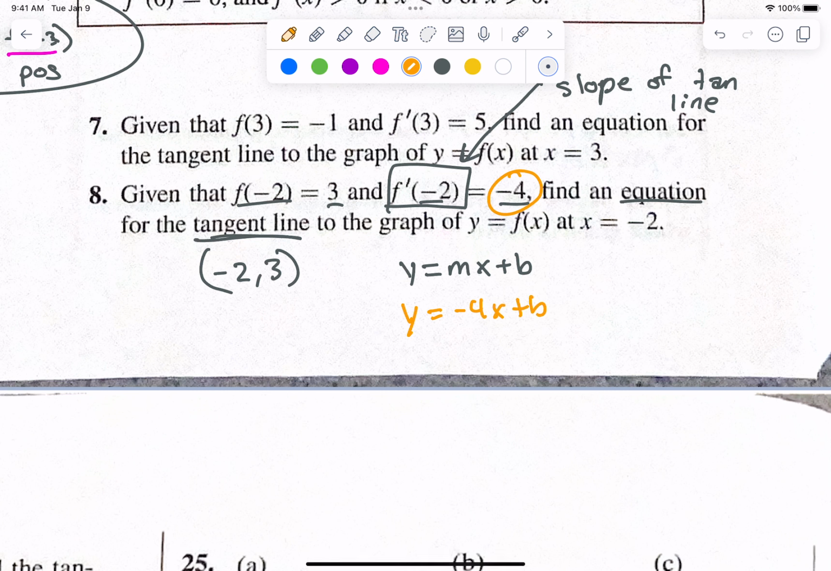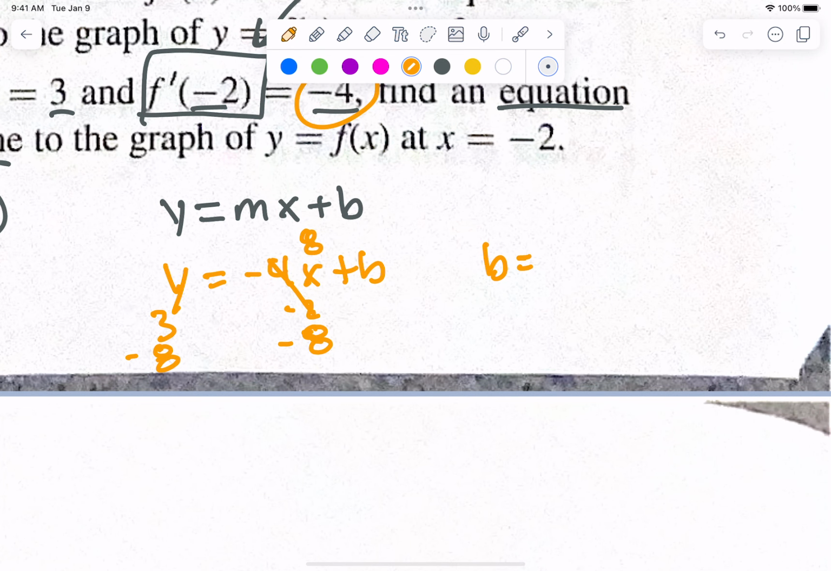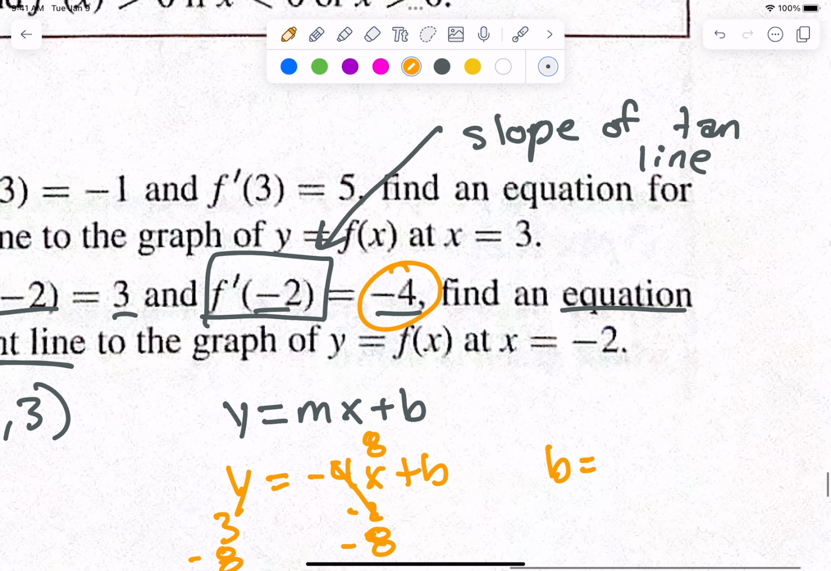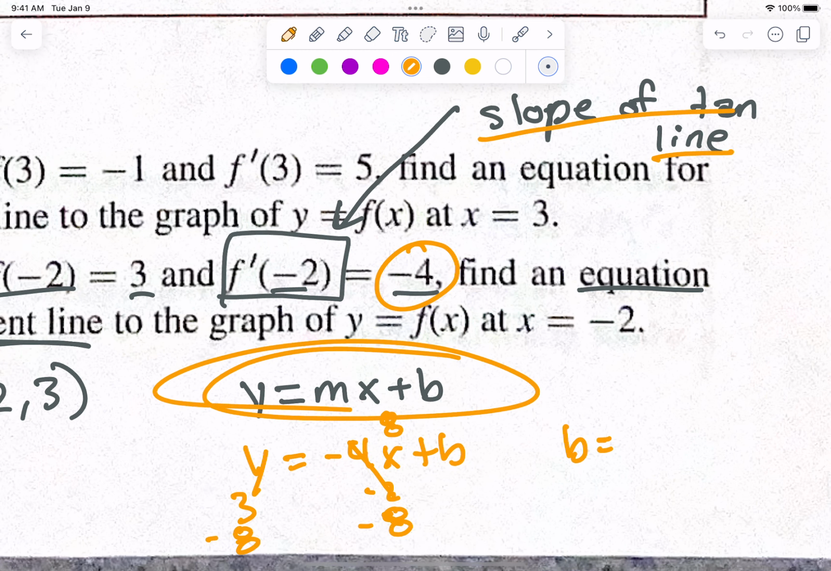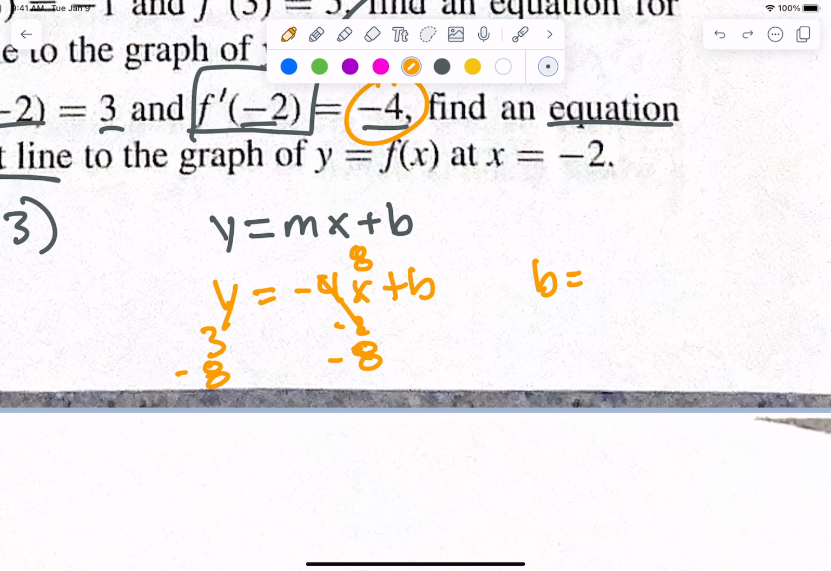Now how do we find the b at negative 2? You just plug in your point, negative 2, 3. Negative 4 times negative 2 is 8, and if I subtract 8, b is something. F prime is my derivative, and a derivative is the slope of my tangent line. I'm trying to come up with my tangent line here, and the slope is just m, so that number is negative 4. So what would you get for b if you subtract it?